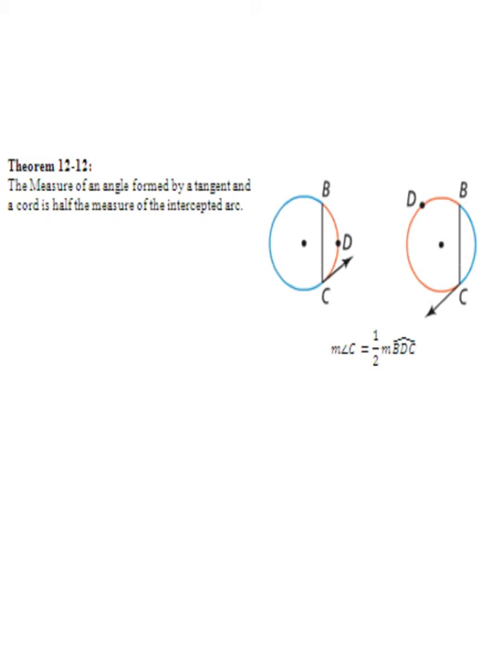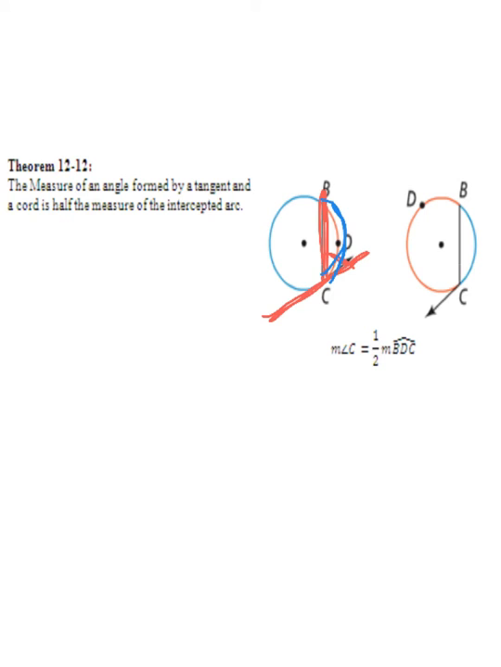Our next theorem is theorem 12.12. The measure of an angle formed by a tangent and a chord is half of the measure of the intercepted arc. So if I have this first one over here, I've got chord BC right here, and I've got a tangent that meets at C. This angle over here is going to be half of the arc listed there, BDC. So it's half of that distance.